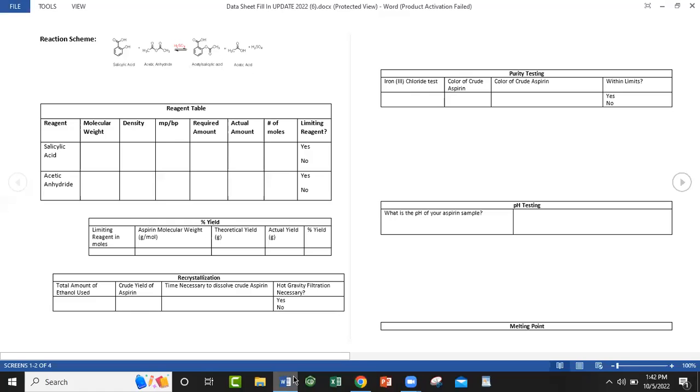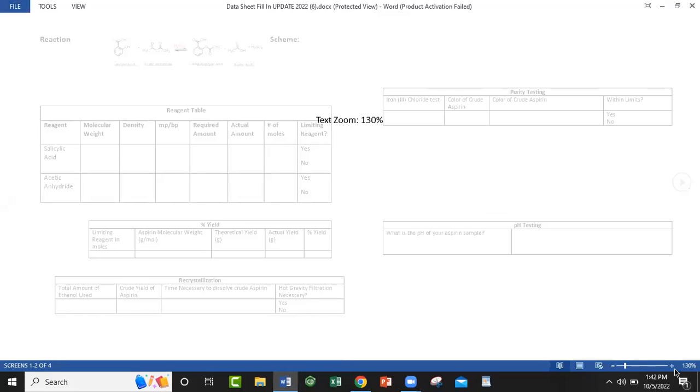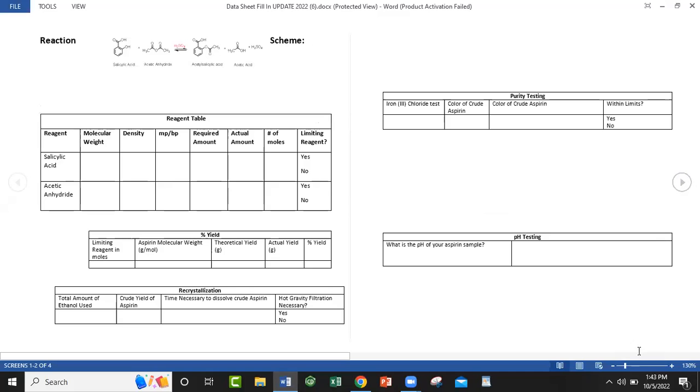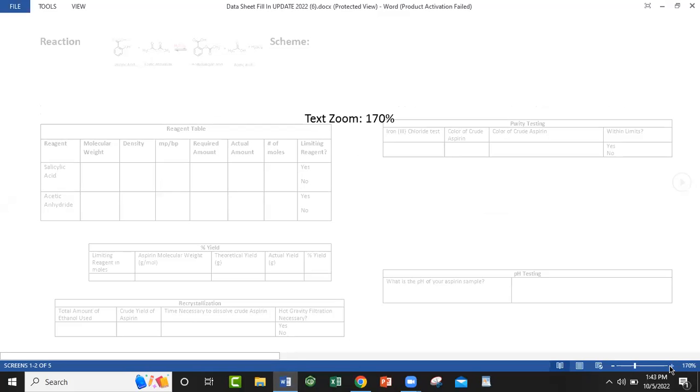And the reason I say that is because if you look at the reaction scheme, I'm not sure if you can still see the Word document back up. Let me know if you can't, or if you're still seeing YouTube.